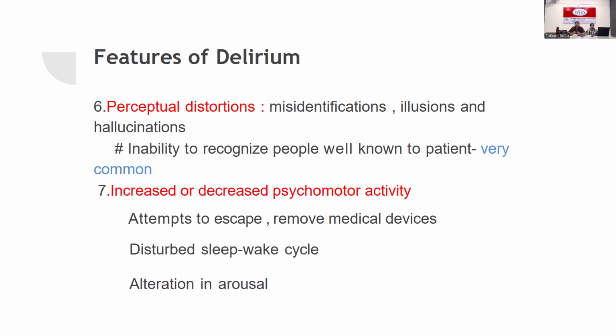Perceptual distortion, misidentification. This is very common. Illusion and hallucination, hope you all know that. So the patient can get hallucination. See, there is a snake running over there. See, somebody is looking from outside. Somebody is trying to kill me. They will tell all those things. Illusion: they will consider one rope lying there, so see, there is a snake. So all these kinds of perceptual distortion can happen.